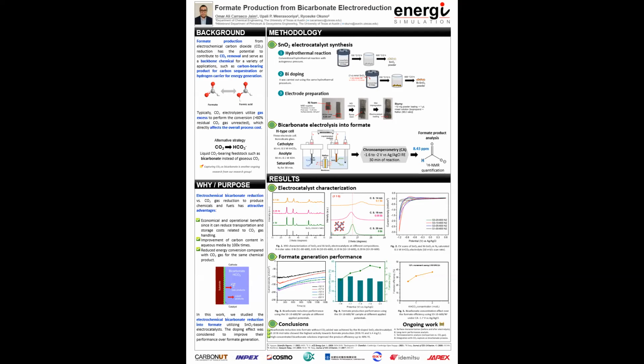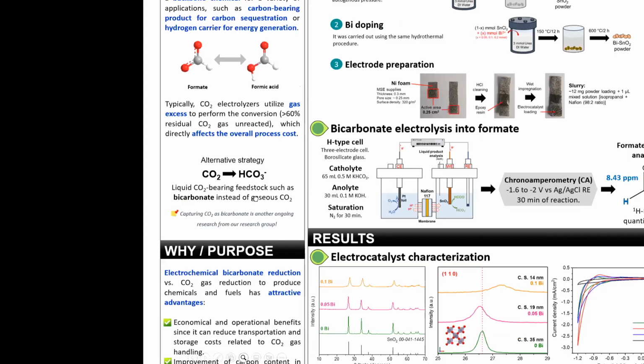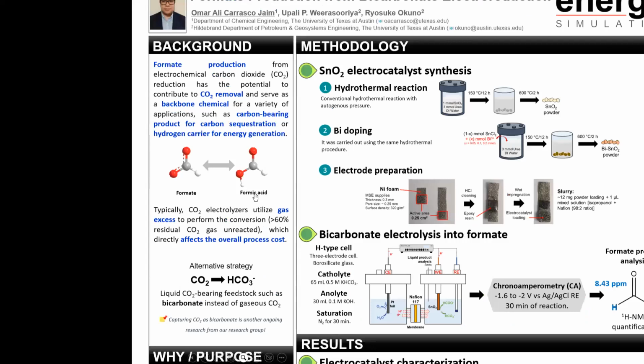Today, I will be presenting the formate production from bicarbonate electroreduction. Formate production from electrochemical carbon dioxide reduction has the potential to contribute to CO2 removal and serve as a backbone chemical for different applications, such as carbon-bearing product from carbon sequestration or hydrogen carrier for energy generation.